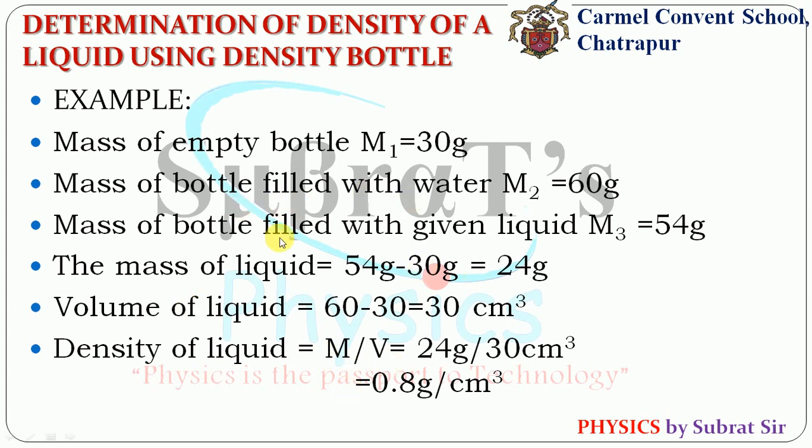So to find the mass of the liquid, you have to take the difference m3 minus m1. To find the volume of the liquid, we have to take the difference m2 minus m1. So the density of the liquid we have found by using the density bottle in this procedure.